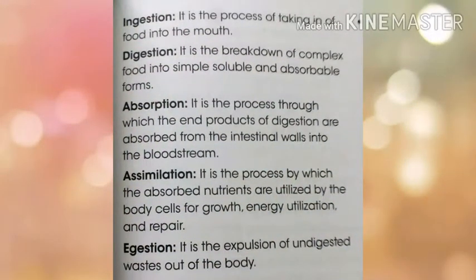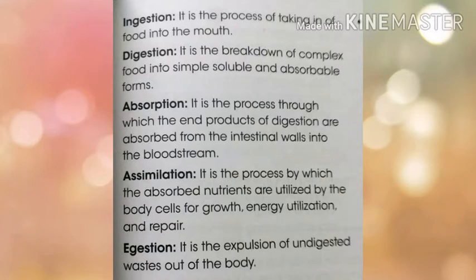In yesterday's class, we discussed the steps of nutrition. There are 5 steps in nutrition: ingestion, digestion, absorption, assimilation and egestion. Ingestion is the process of taking food into the mouth. Digestion is the breakdown of complex food into simple soluble forms. Digestion takes place in the mouth, stomach and intestines. So yesterday you learnt about the digestion in the mouth and digestion in the stomach.